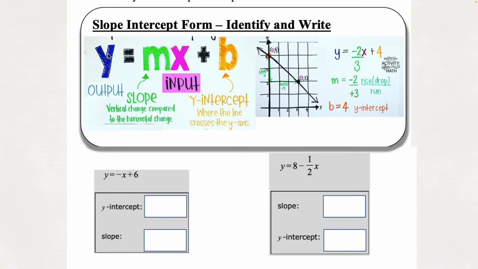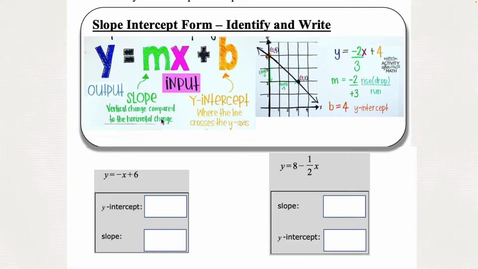M, what is being multiplied by the x, it's always being multiplied by the x, is our slope. And then the b is our y-intercept, so that's where the line crosses the y-axis. And slope, remember, means the vertical change over the horizontal change. We can think of that as rise over run.